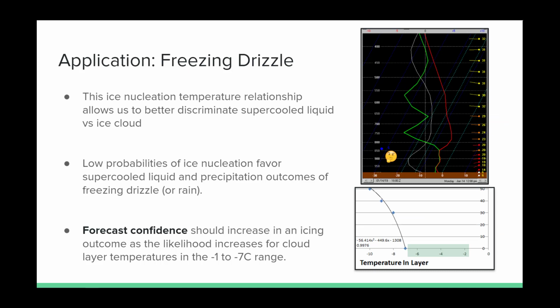Freezing drizzle environments are great examples of saturated layers where ice nucleation has failed to occur. So in this sounding example, it's clear that the cloud layer is in the -7 Celsius to -3 Celsius range, making it a high confidence forecast of supercooled liquid cloud. And if it precipitates, freezing drizzle would be the outcome.